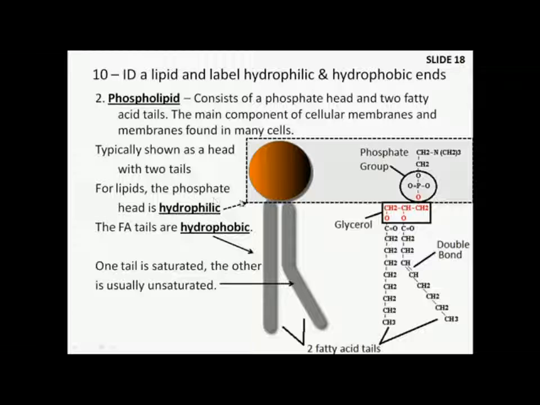Two things to point out: the hydrophilic and hydrophobic end. Again, just something to memorize now. It'll be more important functionally when we get to cells.